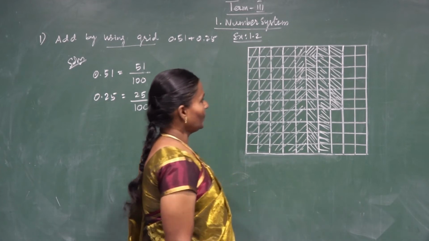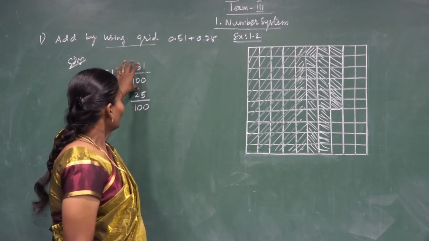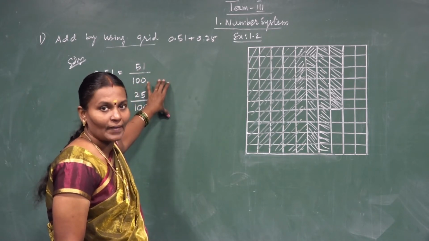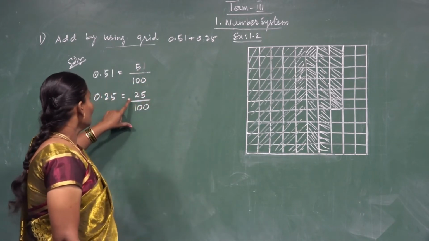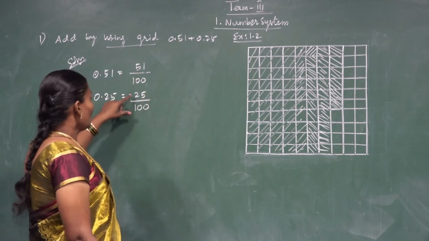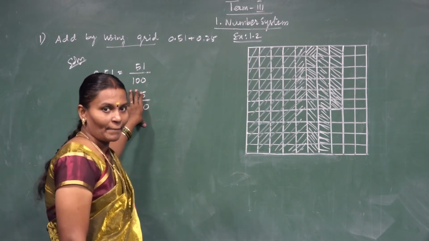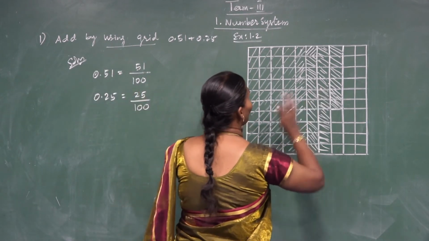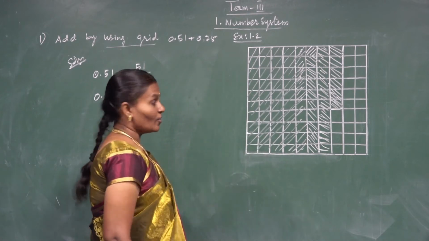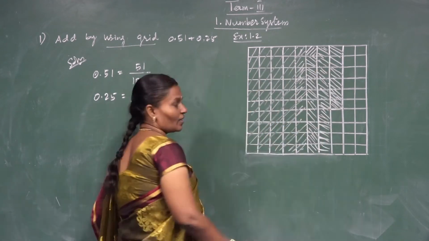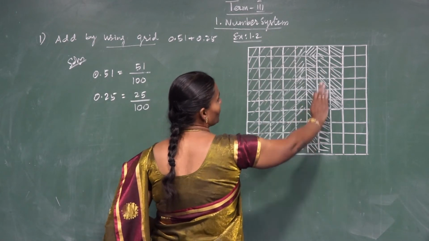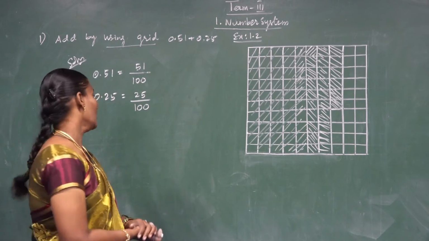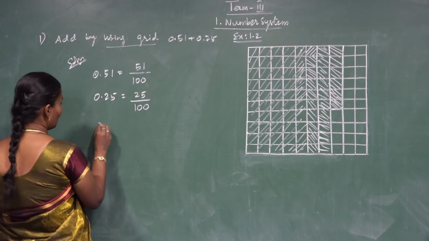See here. First we shaded 51 out of 100. Next we shade 25 out of 100. Now see, totally how much is shaded. You have to add this shaded part. If you add this shaded part, that is the sum.